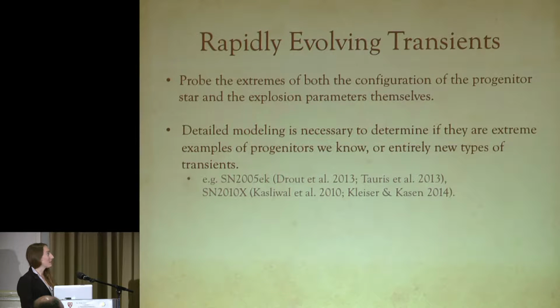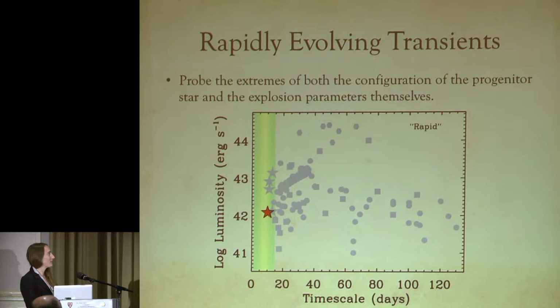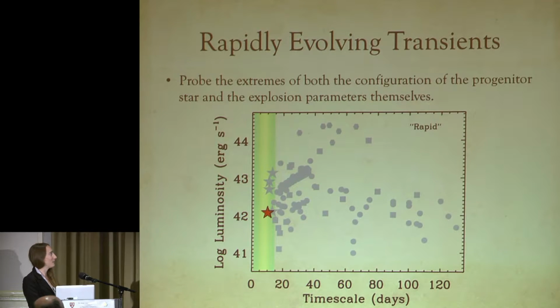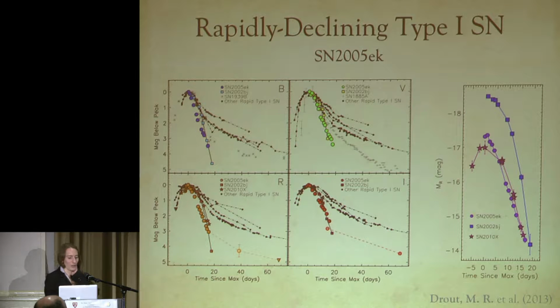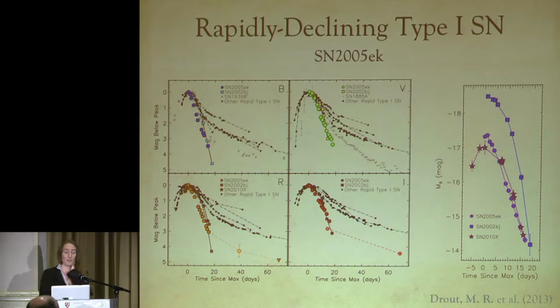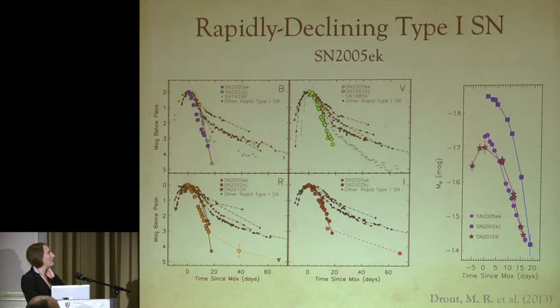So as a first example of this, I wanted to zoom in on a couple of objects down here in this region of the parameter space. In that region, there are a couple of very rapidly declining type 1 supernovae. I'm mostly showing you one that we worked on a few years ago, 2005ek, in this plot where it's the colored circles, and you can see its light curve compared to other rapidly evolving events, and it just plummets. It decays by several orders of magnitude, like 3 orders of magnitude, over 15 days after maximum.